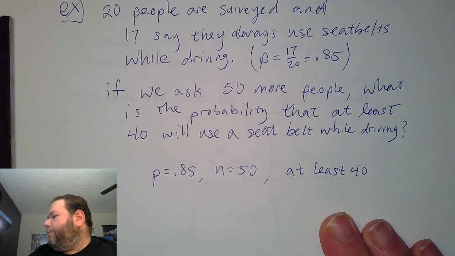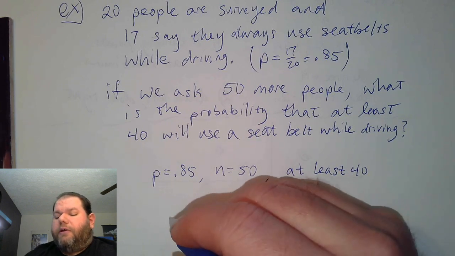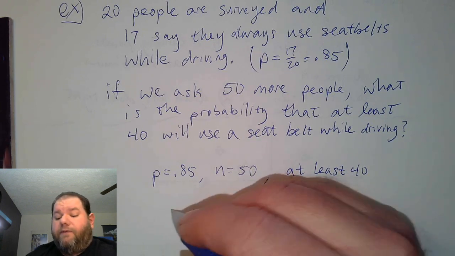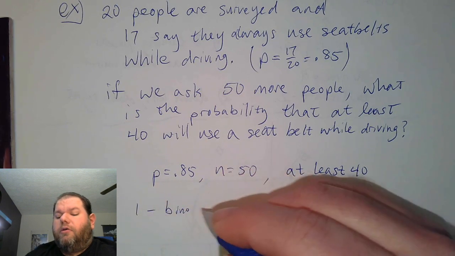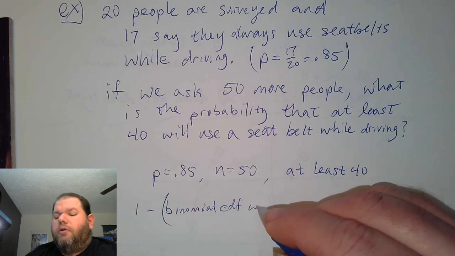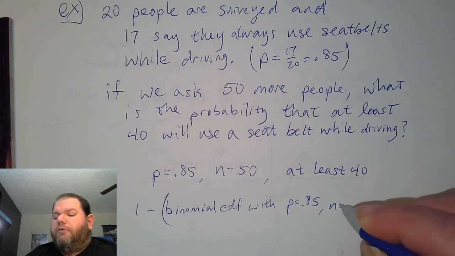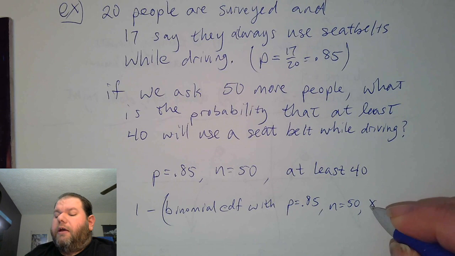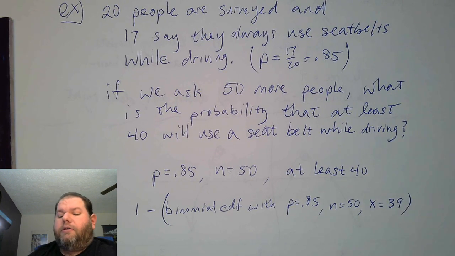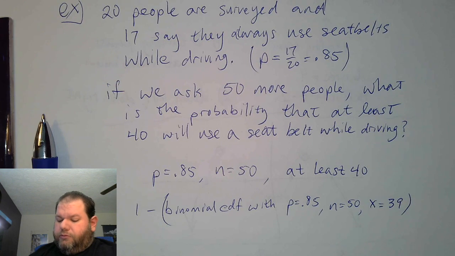So for this, that means we'll use Binomial Cdf with p equals 0.85, n equals 50, and x equal 39. Okay, we'll calculate that and then subtract it from 1.